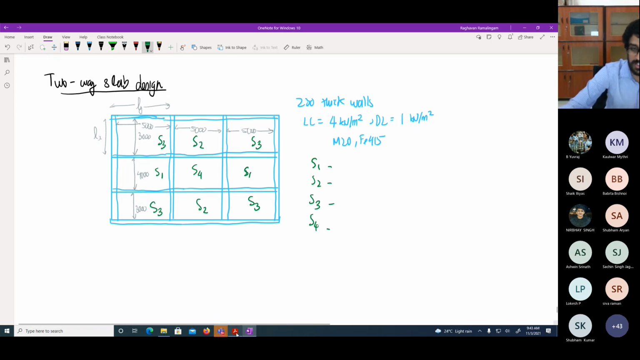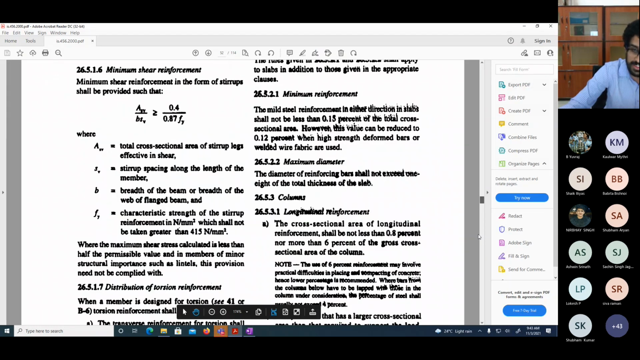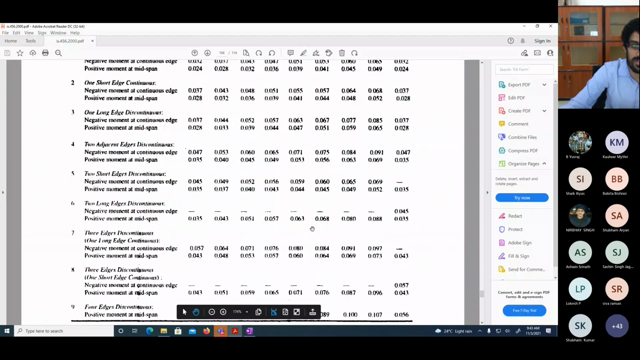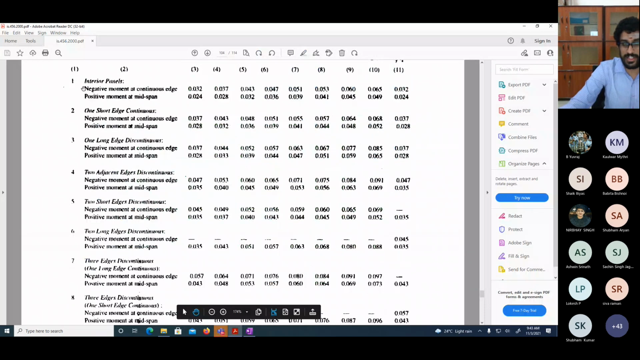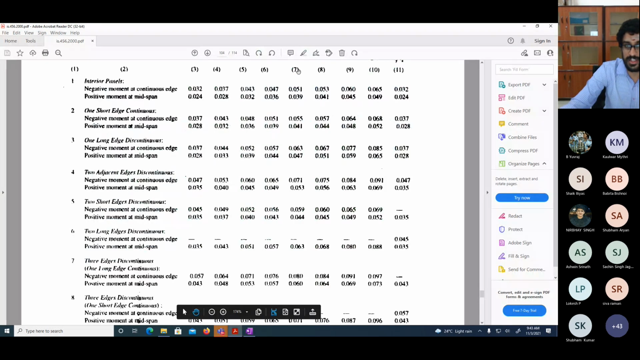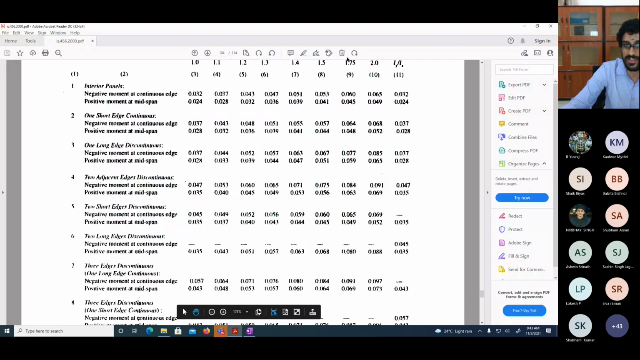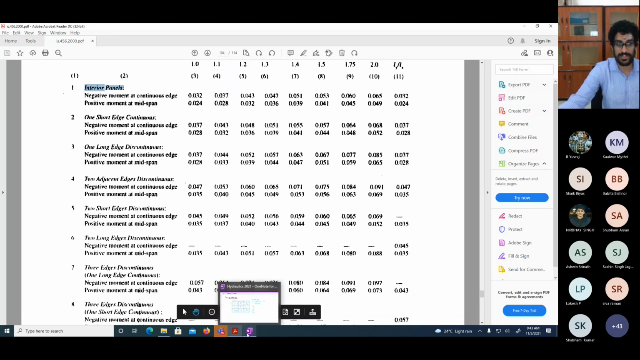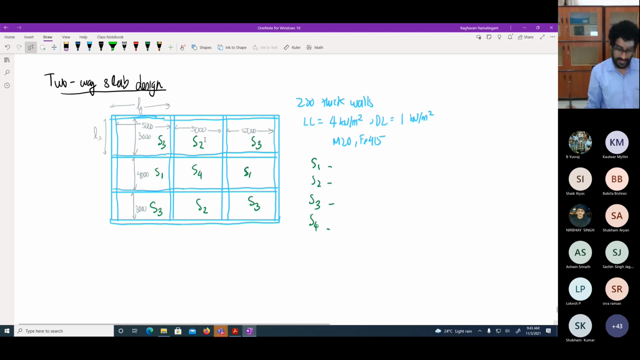So in your IS 456, if you have a look at that table, you'll be able to categorize each of them. Is there an interior panel in this? Do you find any interior panel as defined by this particular table? Are there any interior panels in this floor? Which one? S4. S4 is an interior panel. Okay, good.